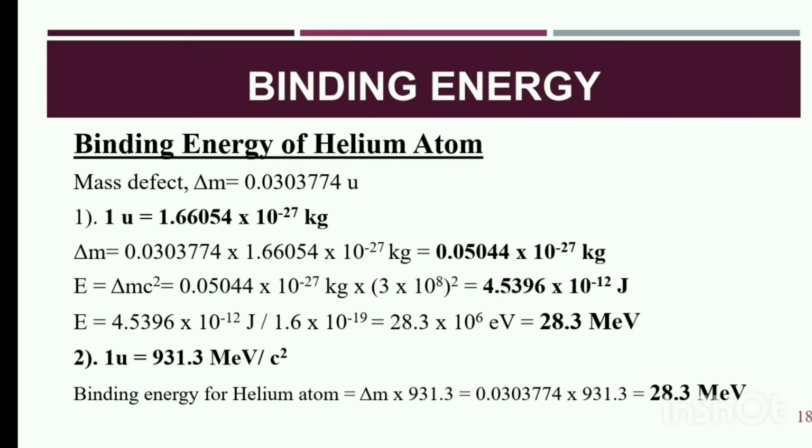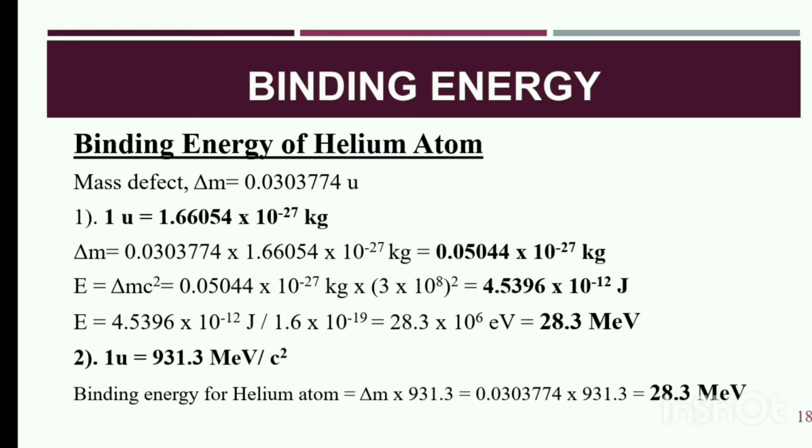So we have to convert it into kilograms, and the conversion factor is 1 u is equal to 1.66054 × 10^-27 kilograms. So if we multiply the mass defect, that is 0.0303774 × 1.66054 × 10^-27 kilograms, you will get the answer as 0.05044 × 10^-27 kilograms.